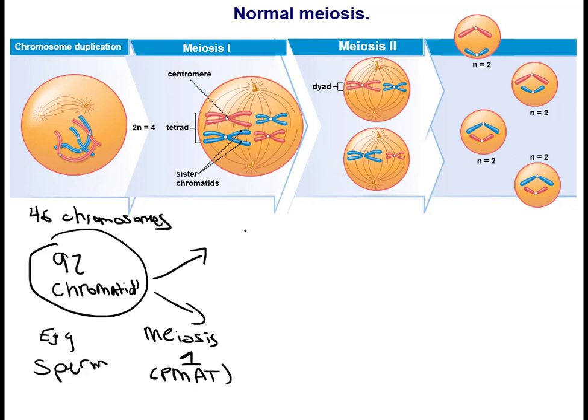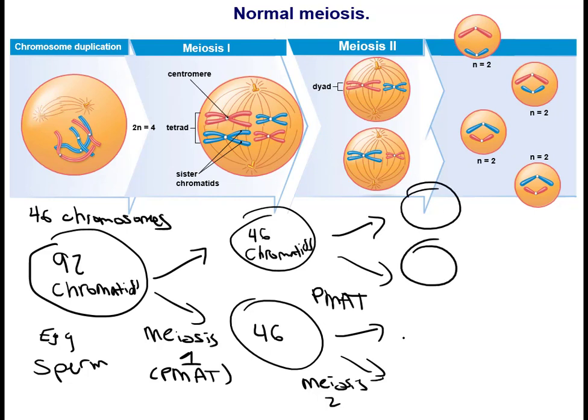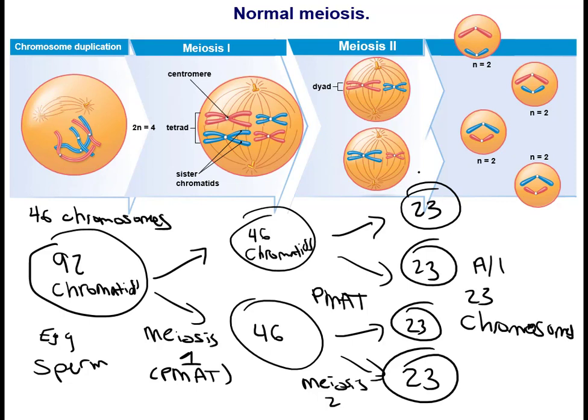After this first division, the cell now divides to 2, and each of these cells now have 46 chromatids. And then we're going to get a second phase of meiosis, or meiosis 2, and during this we have another round of prophase, metaphase, anaphase, and telophase, and what we end up with is 4 brand new daughter cells that are all different from one another. Each of these are going to end up with 23 chromosomes total, because if one of these eggs meets up with a sperm that also has 23, they're going to come together and form a diploid zygote with 46.